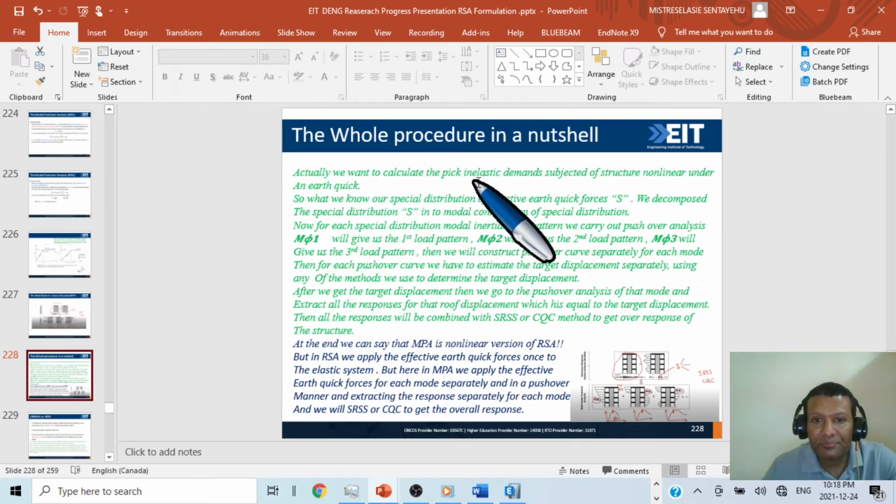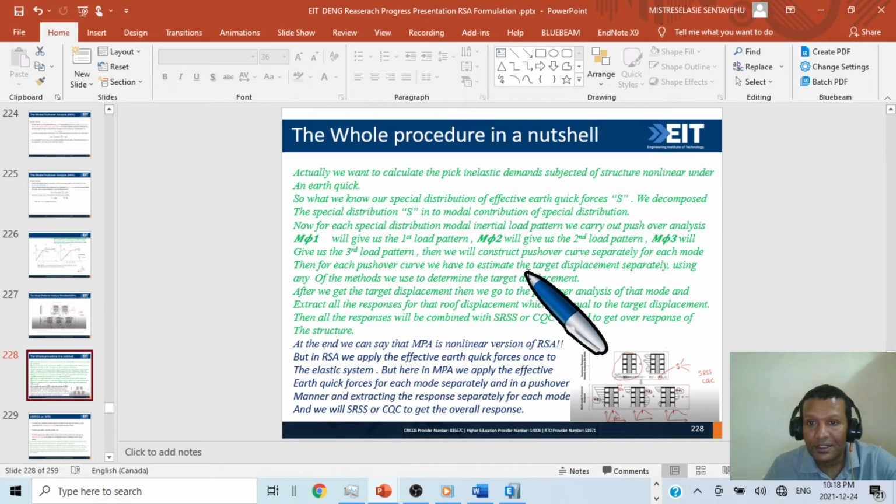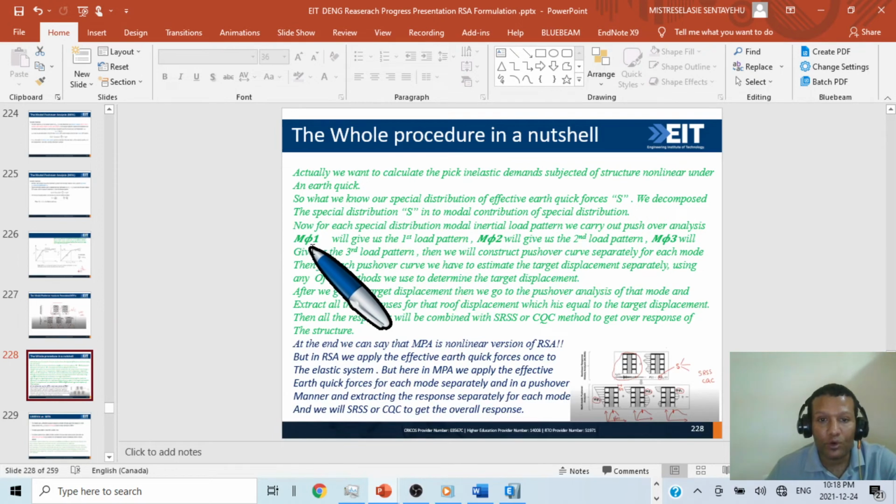Actually, we want to calculate the peak inelastic demand of a structure subjected to an earthquake. We know the spatial distribution of the effective earthquake force S, and we decompose it into modal contributions. For each modal spatial distribution, or inertial load pattern, we carry out a pushover analysis. The first mode gives us the first load pattern, M-phi2 gives us the second load pattern, and M-phi3 gives us the third load pattern.